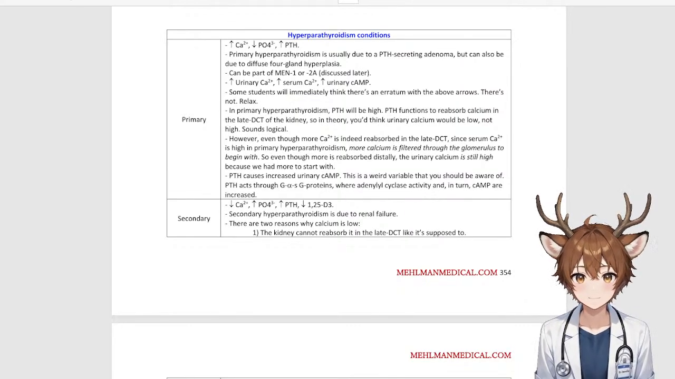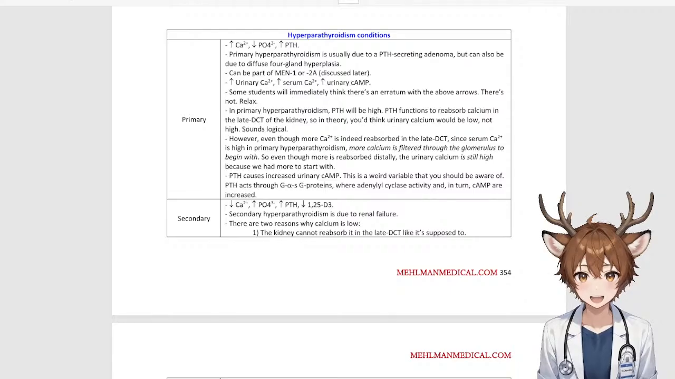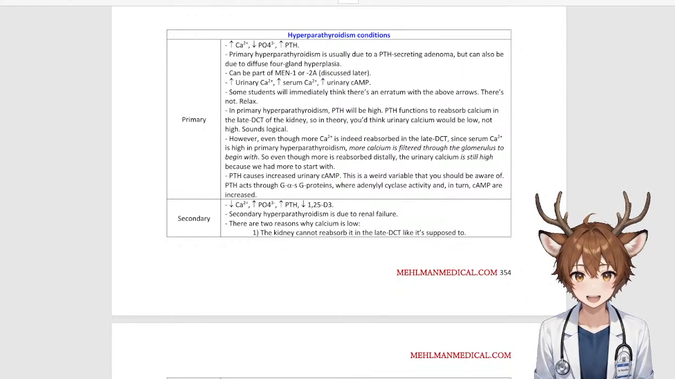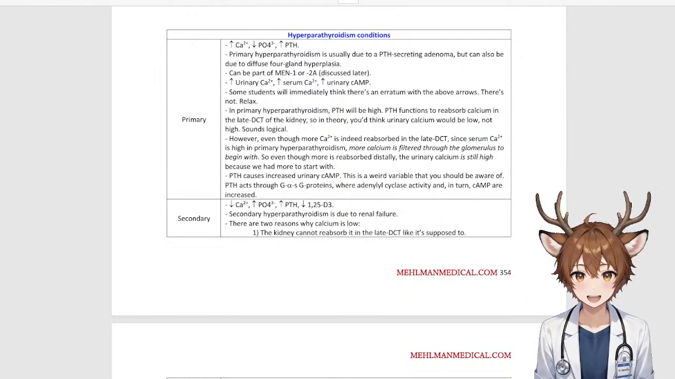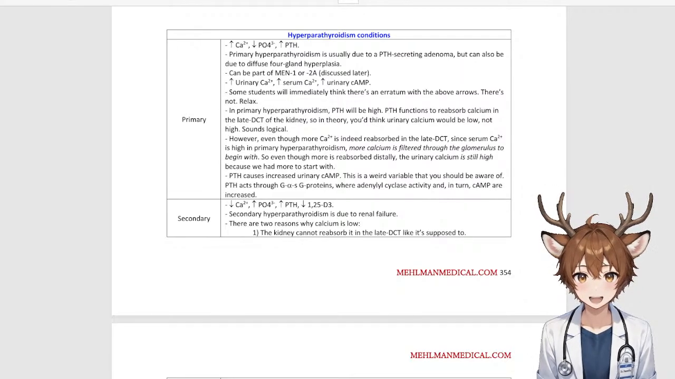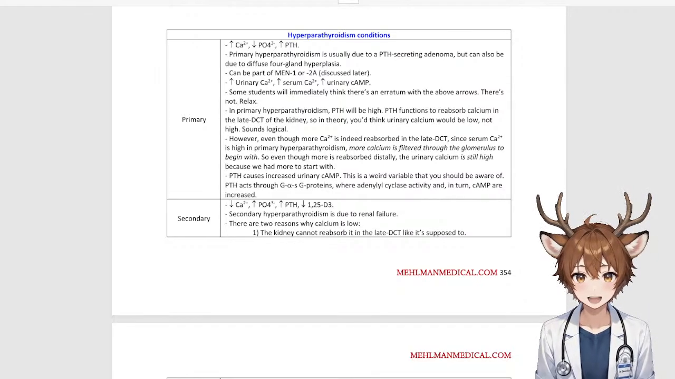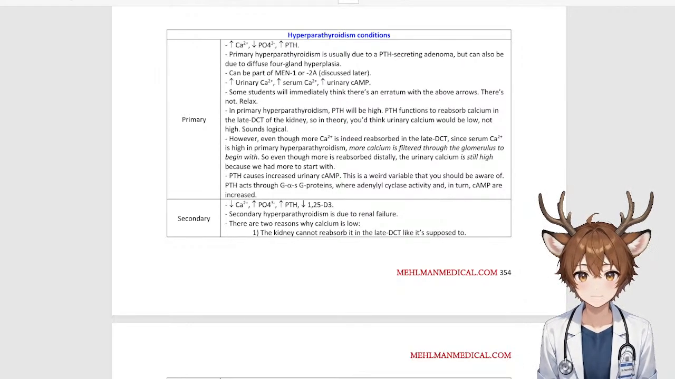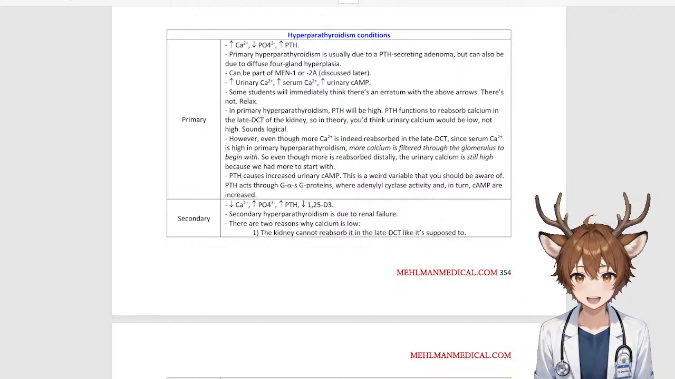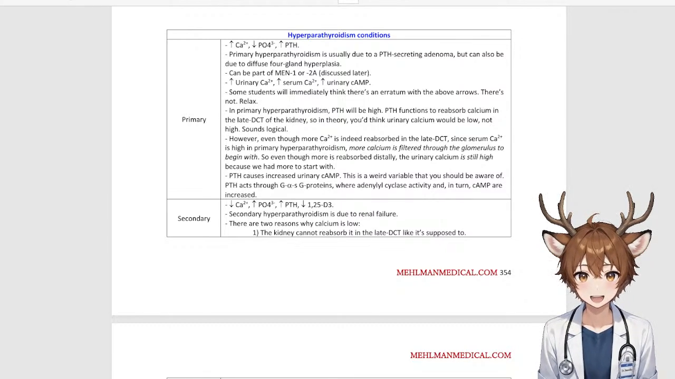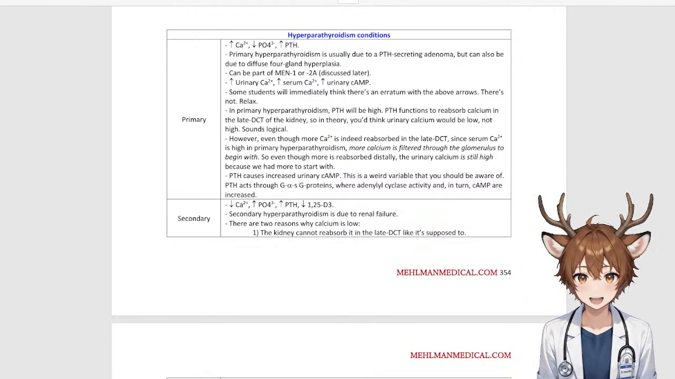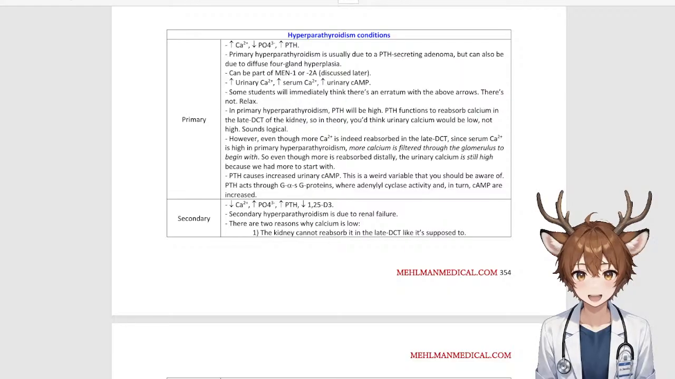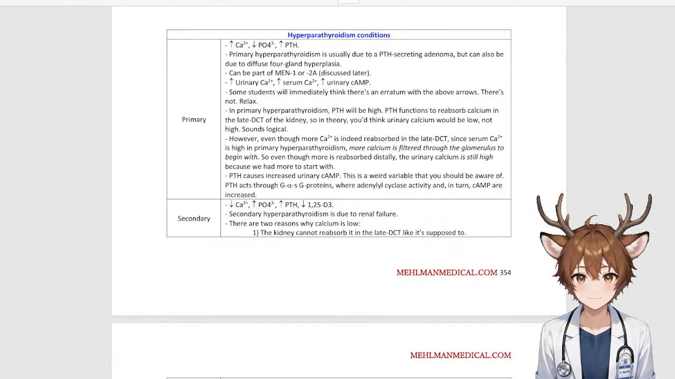Sounds logical. However, even though more calcium is indeed reabsorbed in the late distal convoluted tubule, since serum calcium is high in primary hyperparathyroidism, more calcium is filtered through the glomerulus to begin with. So even though more is reabsorbed distally, the urinary calcium is still high because we had more to start with. PTH causes increased urinary cyclic AMP. This is a weird variable that you should be aware of. PTH acts through the G-alpha-S G proteins, where adenylyl cyclase activity and in turn cyclic AMP are increased.